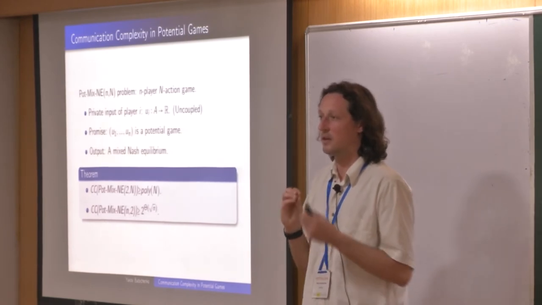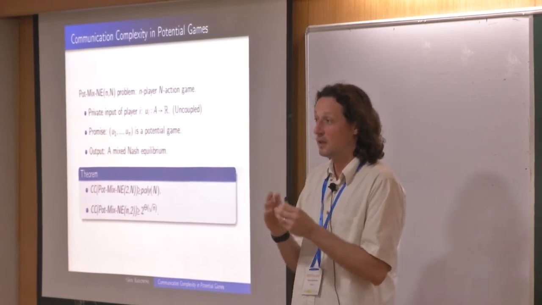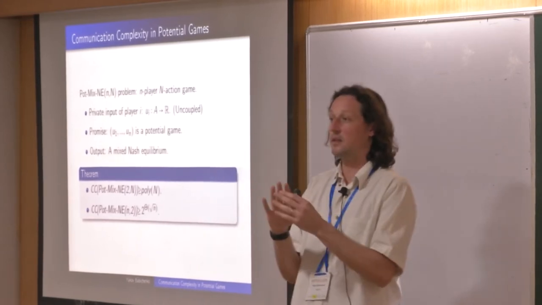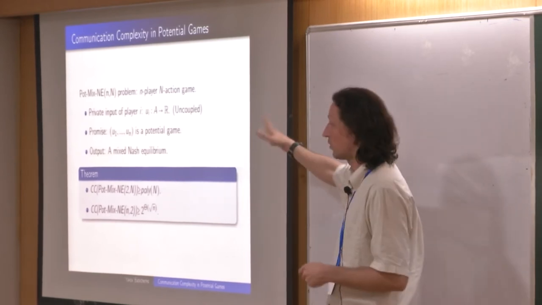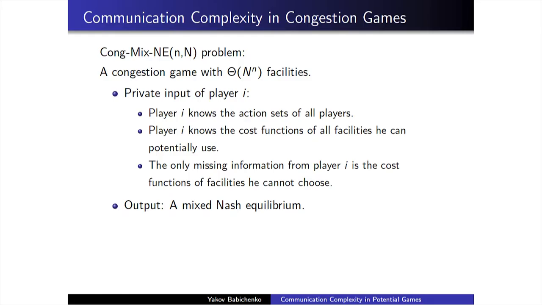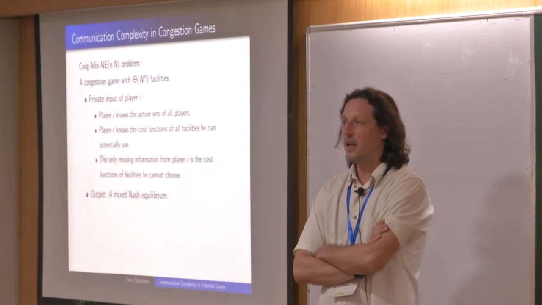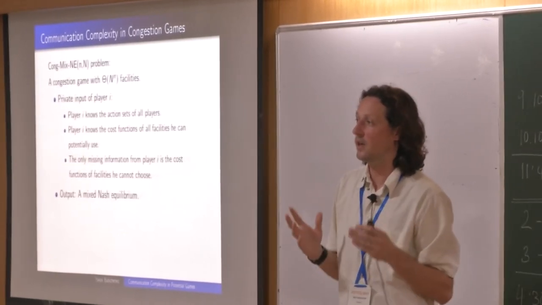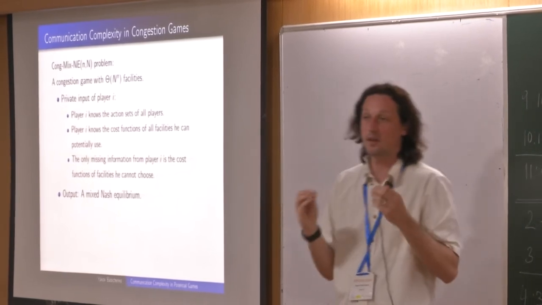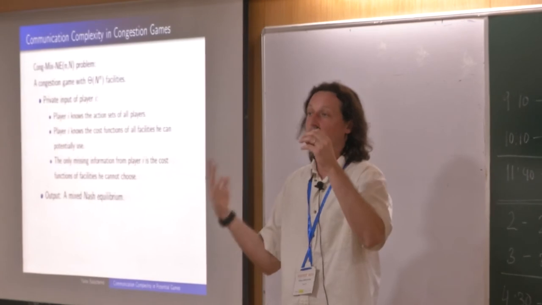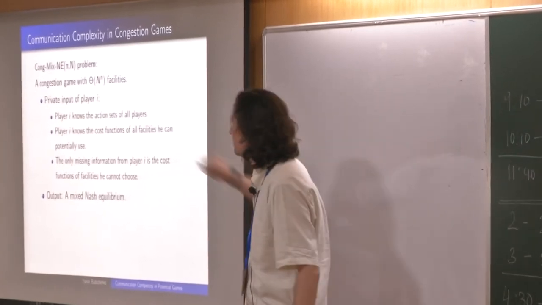Okay, so determining whether a game is a potential game, providing evidence that it is not, is a communicationally easy problem, okay? And yet computing even a mixed Nash equilibrium is hard. What about congestion games? Here I think it is more natural to distribute the information slightly differently than uncoupledness. The version that we considered is the following: the action sets, which routes each player can take, are common knowledge to all the players, okay?